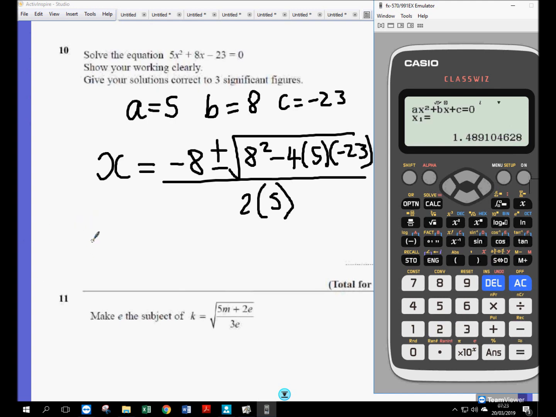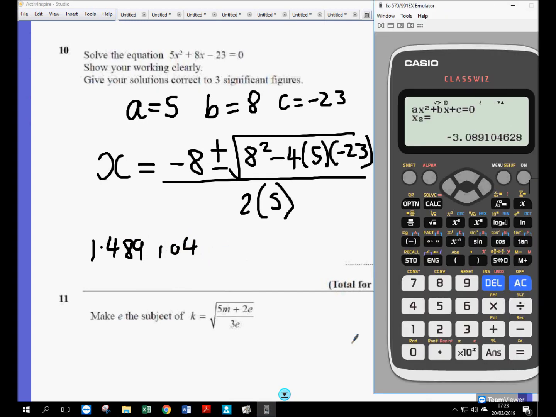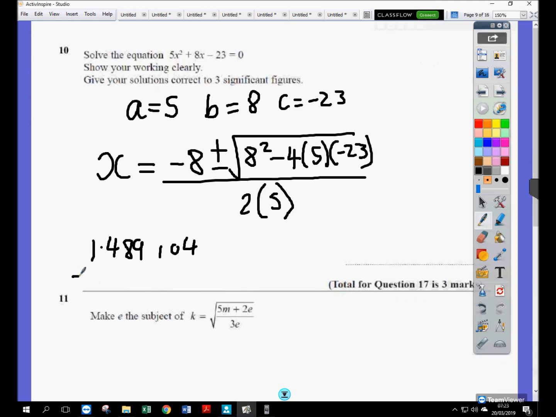Write down the solutions: x equals 1.489. Copy down the majority of the display. And then the other one, you press equals, press S to D, and copy that down as well: minus 3.08910, etc. Round them to 3 significant figures, so on the answer line it's 1.49 or minus 3.09.